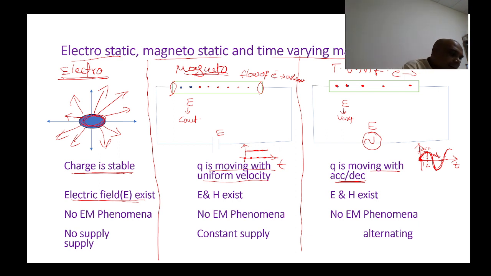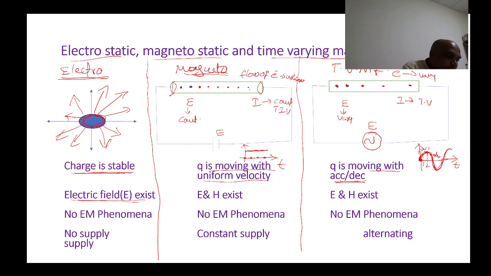So the current is also constant here. Electrons moving uniformly means the current is constant. But here the electron movement is varying, with acceleration and deceleration. So the current is also time varying. But here in DC the current is time invariant. It is not varying with respect to time.